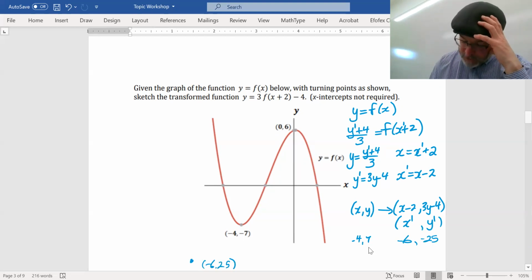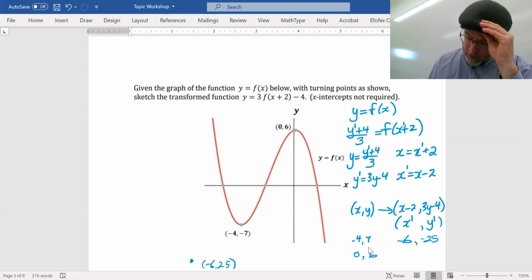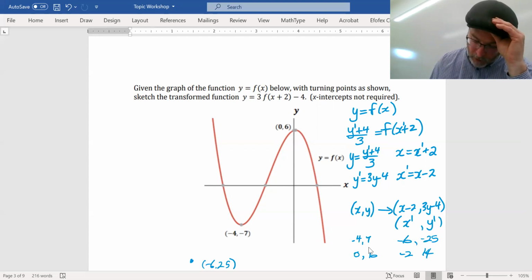The point (0, 6), if I follow that pattern there, I end up at the point (minus 2, 3 sixes are 18, minus 4 is 14), all right, (minus 2, 14). So (minus 2, 14) is somewhere up here.